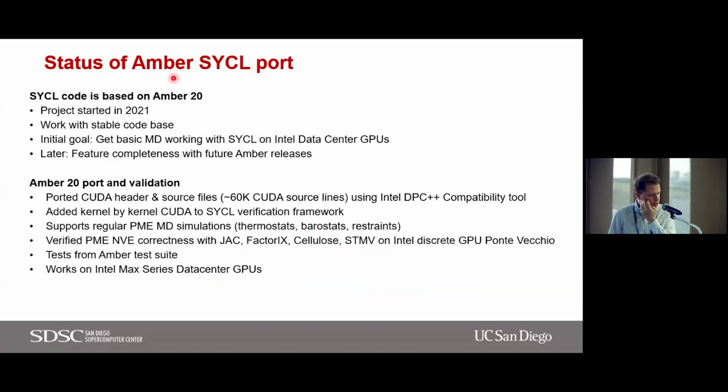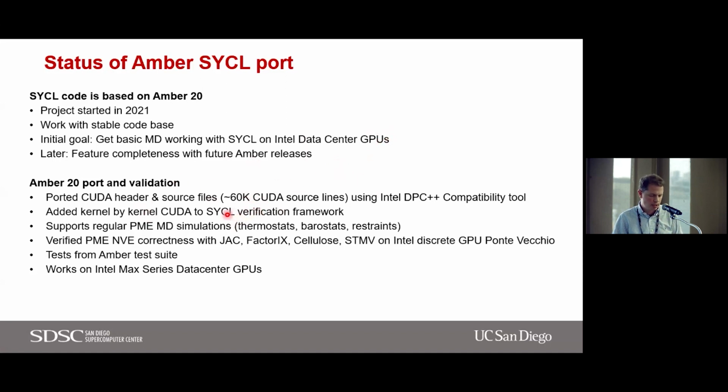So the status currently is, we have a base of the release of Amber 20. That's a 4-year-old code base, but the project started in 2021. Amber is released every 2 years. And we just wanted to work with a stable code base with the initial goal to get it working on Intel data center GPUs. And now we're working on feature completeness and for future Amber releases.